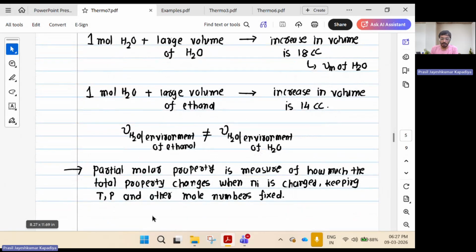So how can we define partial molar property in terms of concept? A partial molar property is a measure of how much the total property changes when Ni is changed.